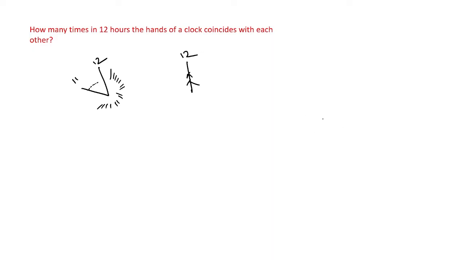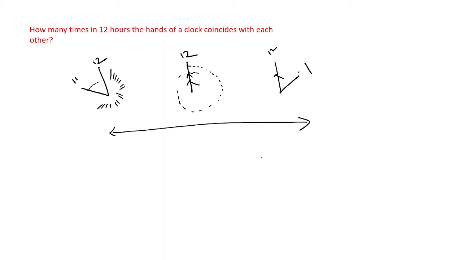Now what will happen later on? The minute hand will start moving like this and the hour hand will also start moving like this. By the time the minute hand comes back to 12, the hour hand will be on 1. If you observe there, in between 11 o'clock and 1 o'clock, you are going to have a 2 hour gap, but they are going to coincide only exactly on 12, only once.